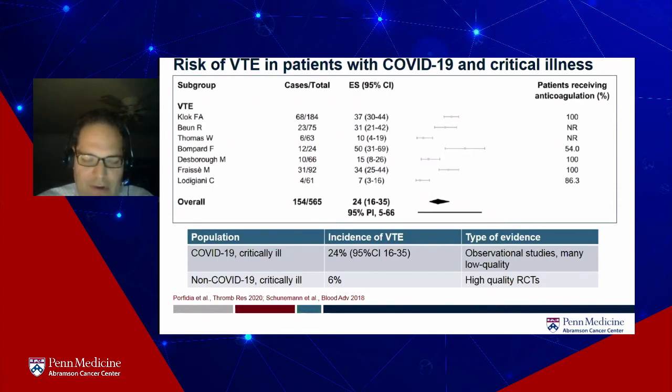And that may be true, but we need to be careful in interpreting these data because the COVID-19 results come from observational studies, many of which are low quality and subject to risk of bias. So we need to take these data with a grain of salt before drawing firm conclusions.